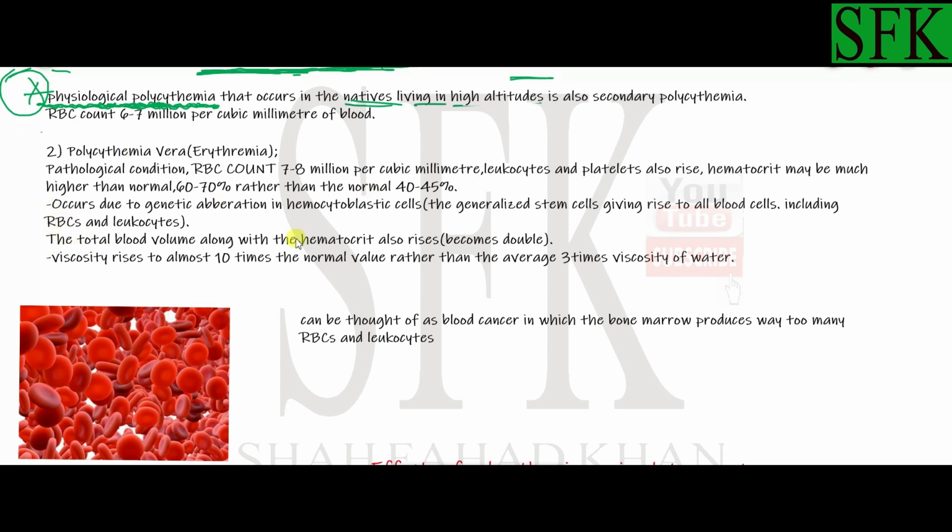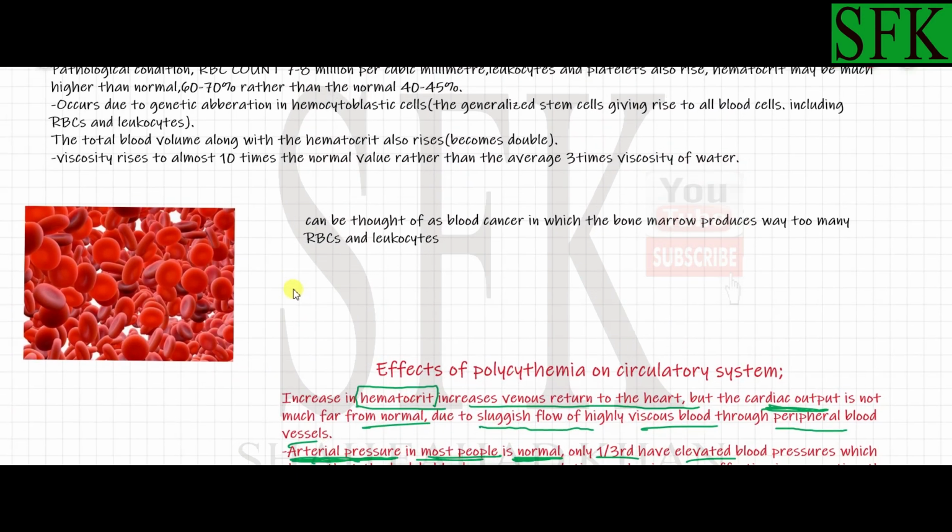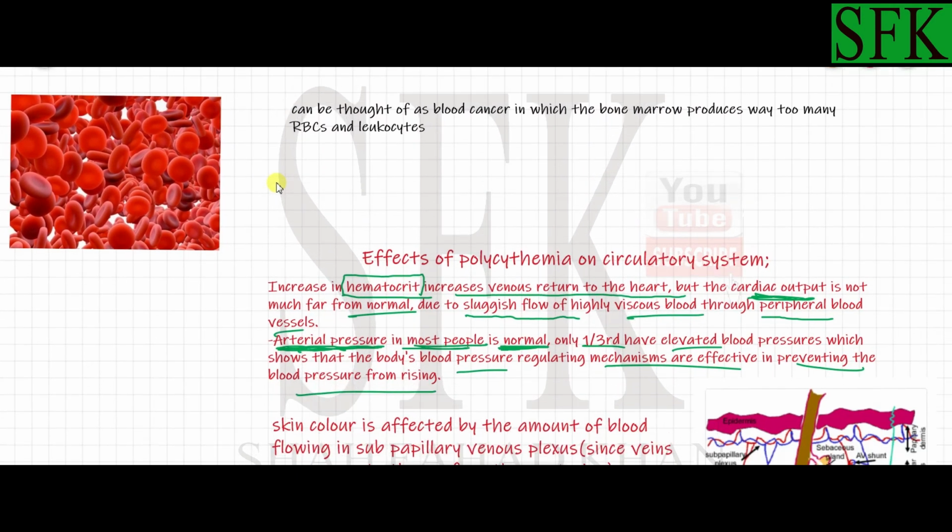Then total blood volume also doubles. Okay, it also increases along with the hematocrit level. And the viscosity, as I told you earlier, depends upon the number of red blood cells present in the blood. So since the number of red blood cells has increased to a very large value, the viscosity also rises to a very large value. It increases to approximately 10 times the normal value, rather than the average 3 times the viscosity of water. Okay, so it increases to approximately 10 times more.